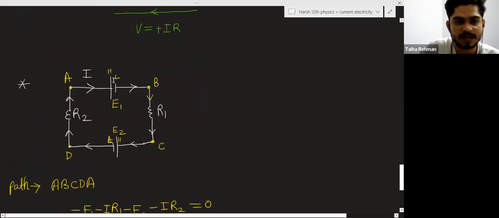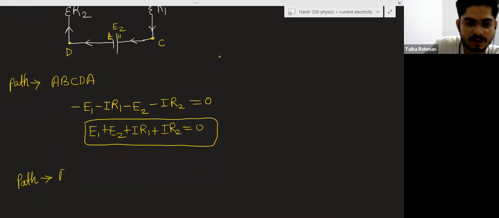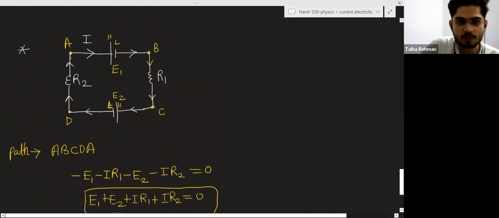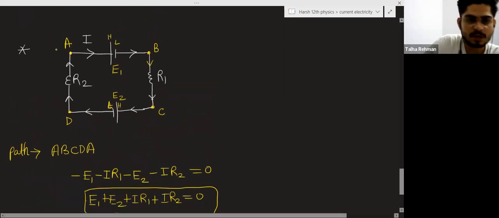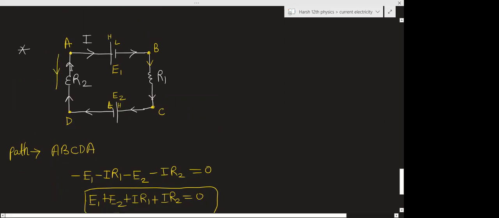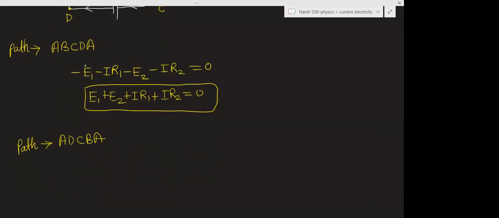I am choosing a path A, D, C, B, A, in the opposite direction of the current we are moving. Now you are moving in the opposite direction of the current. So what will you take? Plus IR2, because you are moving in the opposite direction of the current.